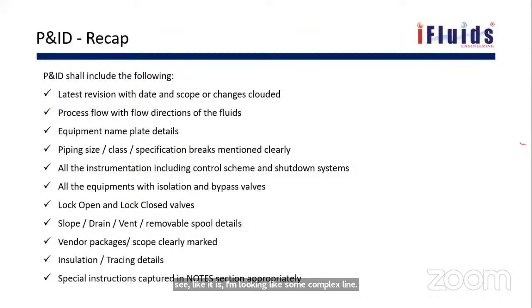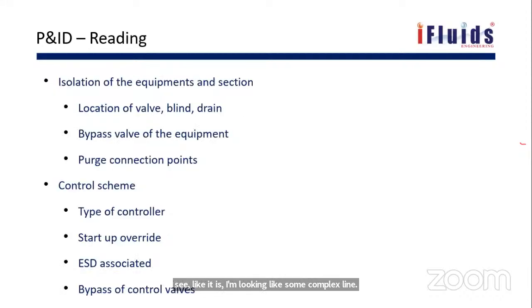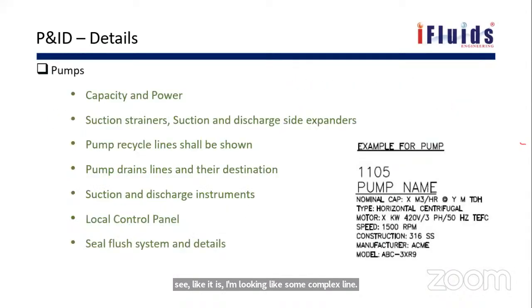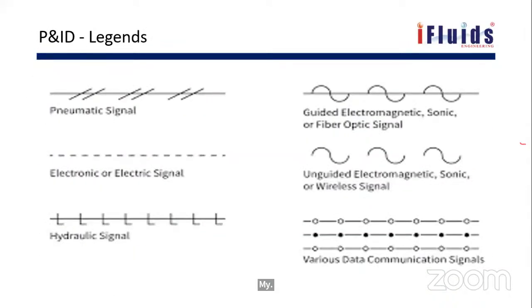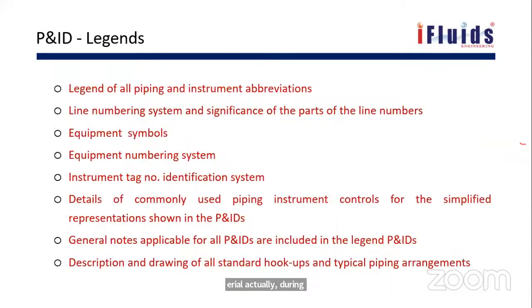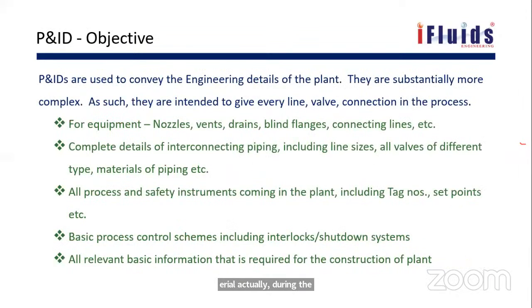Okay, so at what stage materials and walls are to be selected? Material, actually, during the FEED stage, that means we'll be getting input for the P&ID. There will be a material selection diagram, developed by a separate material corrosion team. They will decide based on the PFD, the process flow diagram. So they will decide the material.